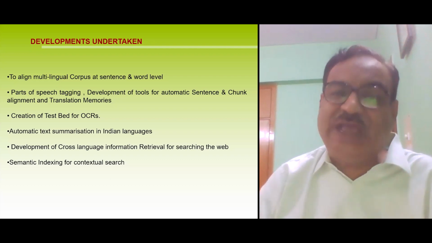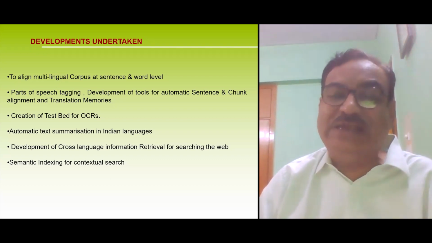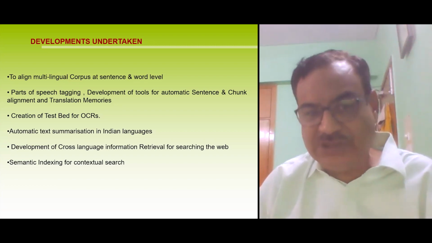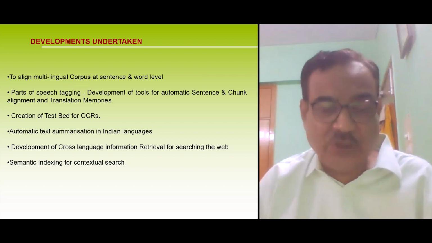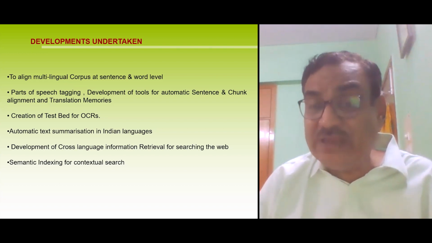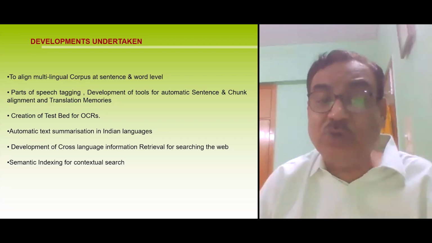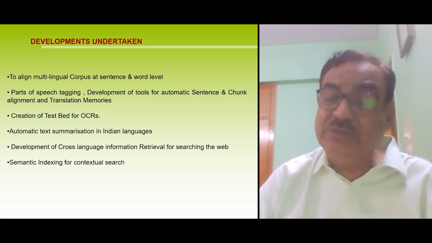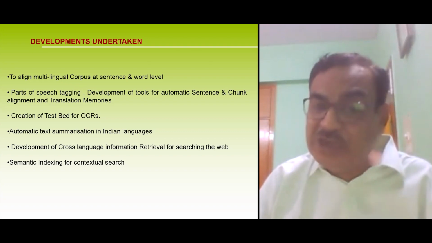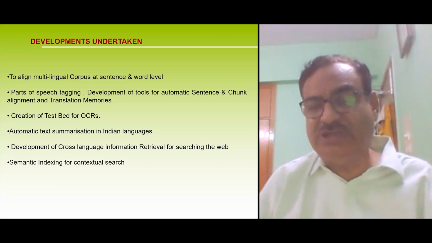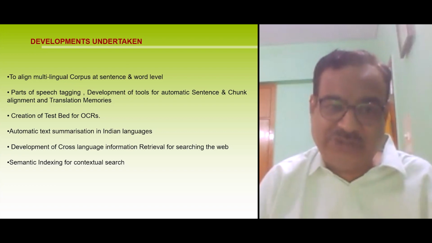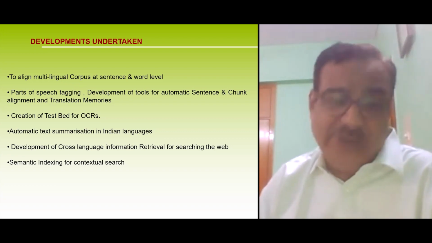For part of speech tagging, for development of tools for automatic sentence and character alignments, translation memory creation, I was working on a machine translation system with Dr. R.M.K. Sinha, rule-based machine translation, and we could expand that rule-based approach by introducing translation memories together, and a good amount of work progressed in that research, and ultimately statistical based translation plus rule based translation combined together as a hybrid system came into existence, and it was being used in different places.